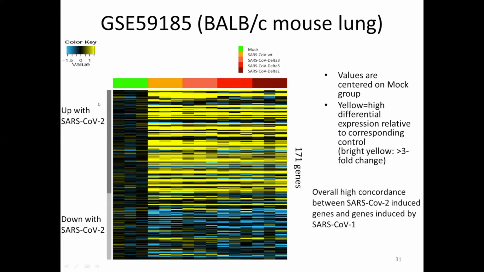We've ordered these genes based on those that are first up with SARS-CoV-2 in our other data set, and then those that are down with SARS-CoV-2. There's a nice yellow versus blue pattern here that we see. Of the genes that are up with SARS-CoV-2, most of these are up with SARS-CoV-1. So there's a lot of similarities in response between these two coronaviruses in terms of the host response.